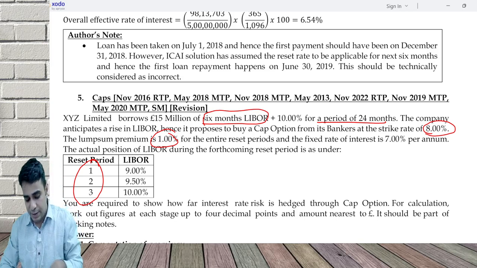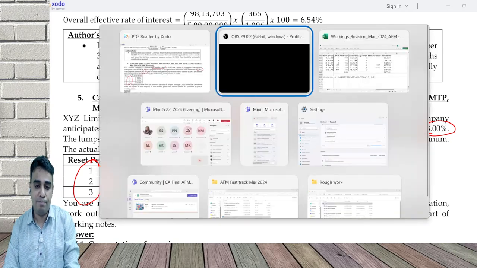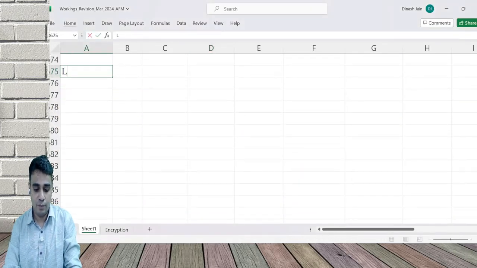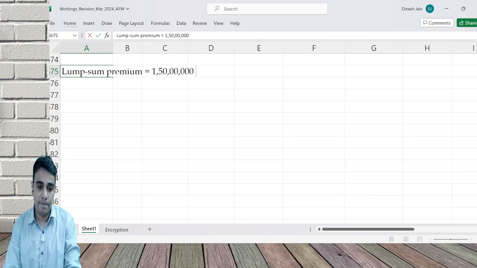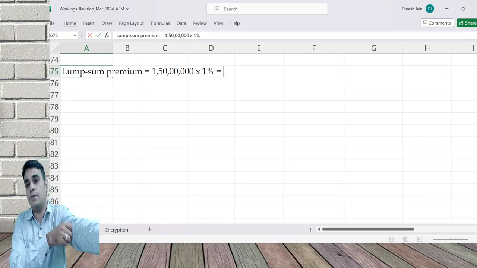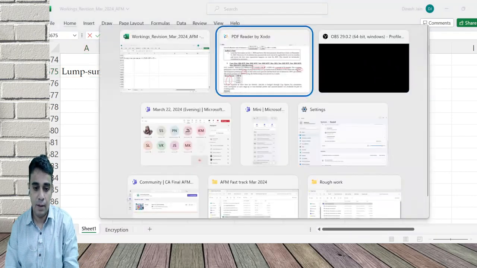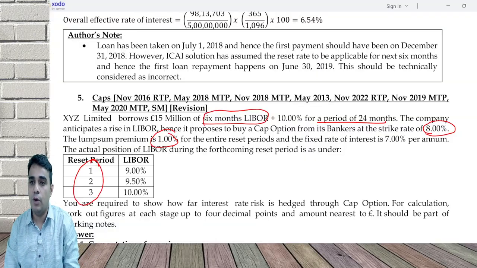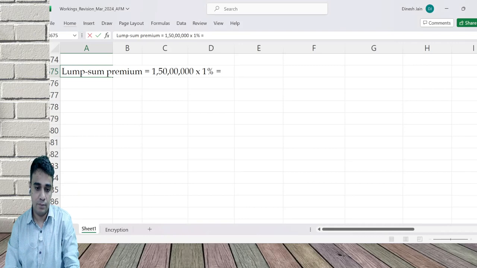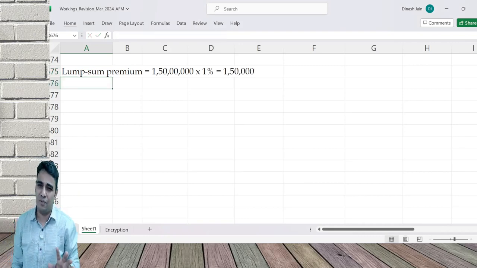Now write lump sum premium is equal to 1 crore 50 lakhs into 1%. They have told lump sum premium is 1 crore 50 lakh into 1%. 15 million is the loan amount. Premium is 1%. 1,50,000. Ignore the currency and all for the time being.